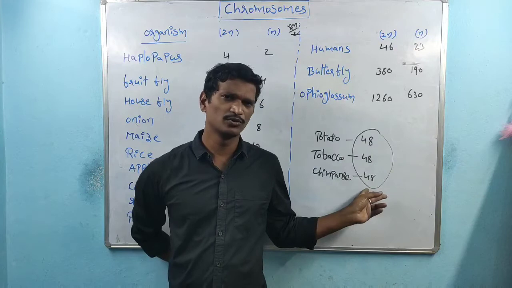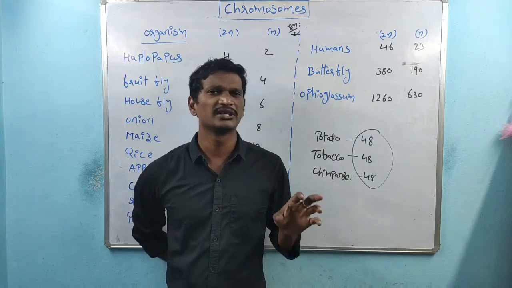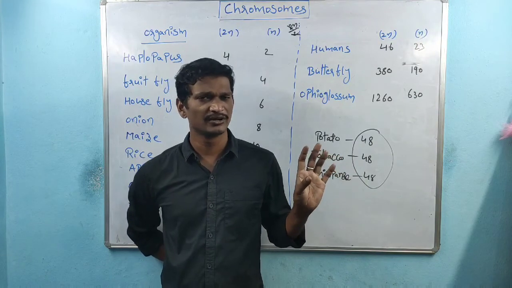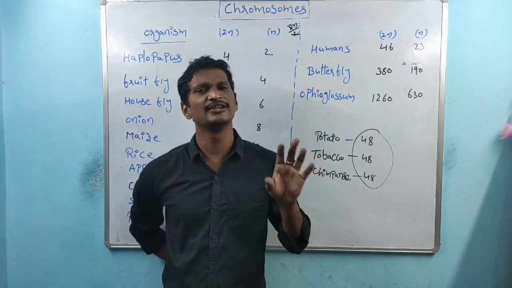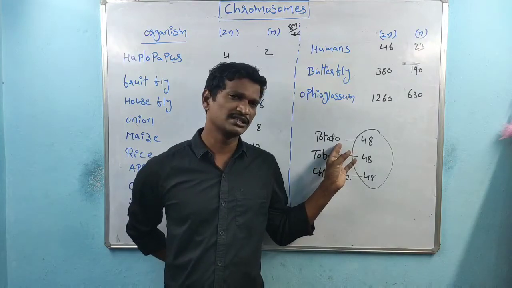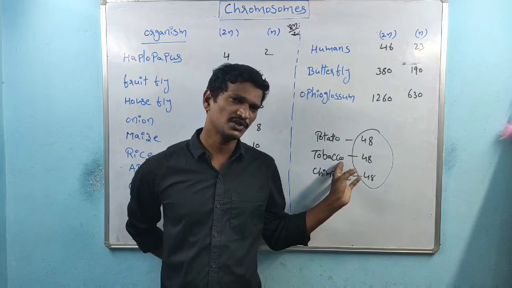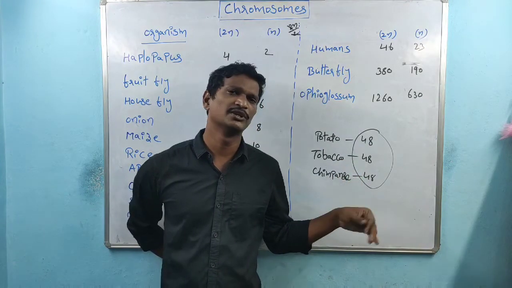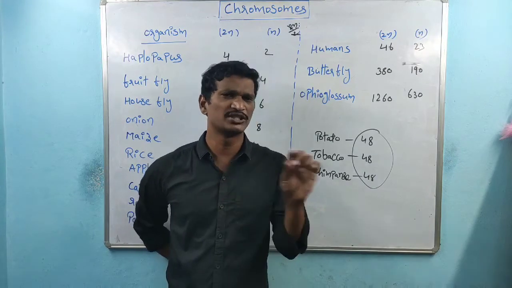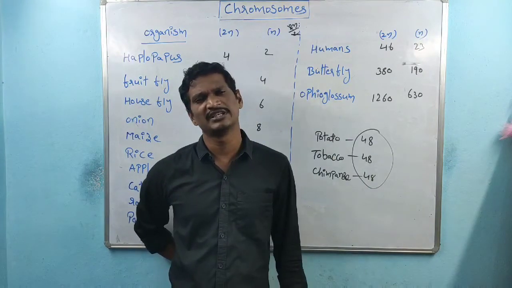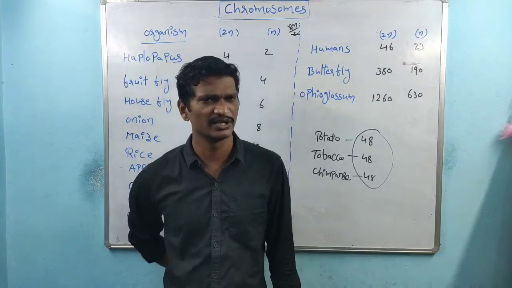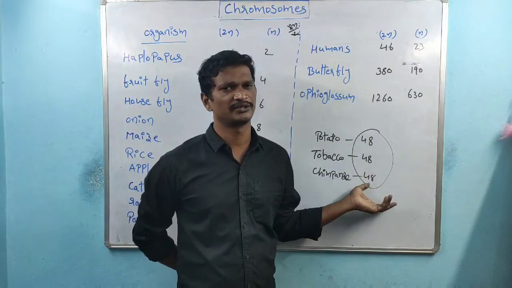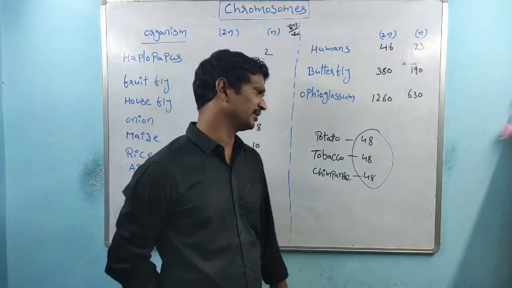So here what I am telling, maybe these have the same number of chromosomes. See, the same number of chromosomes is there, but the DNA present within the cells is different. Potato cells contain DNA different from tobacco cells. Tobacco cells contain DNA different from chimpanzees. So the DNA sequences are different. That's the reason why these have the same number of chromosomes, but the species are different. The organisms are different. Okay?